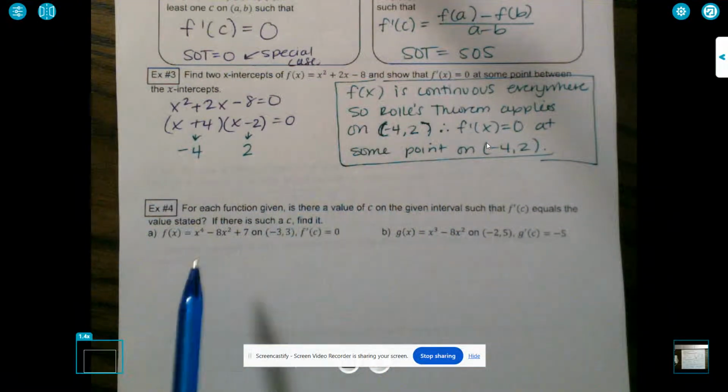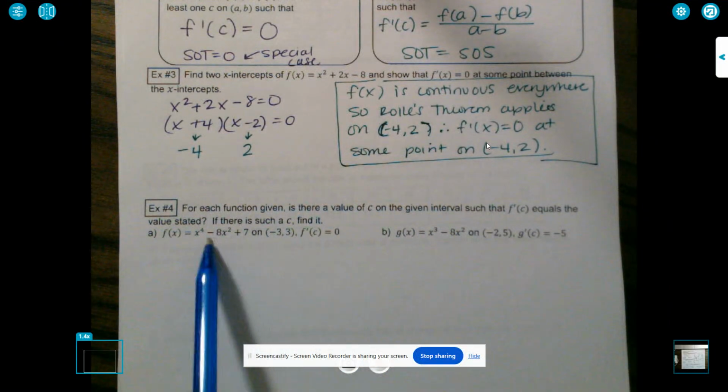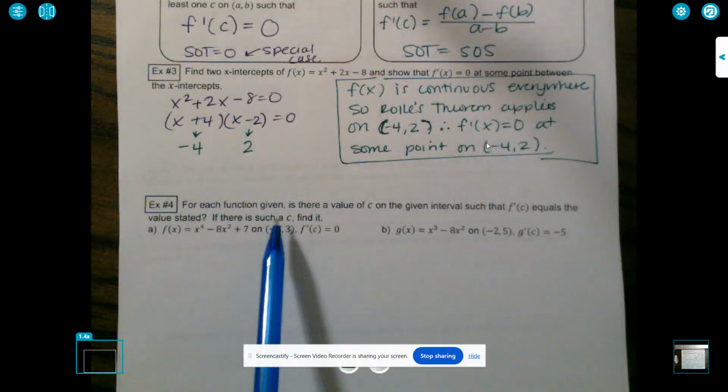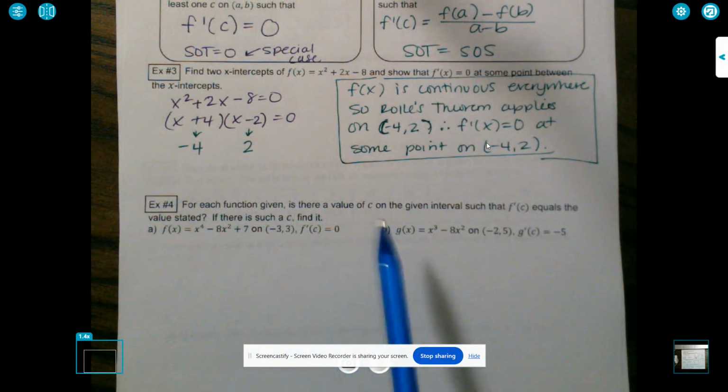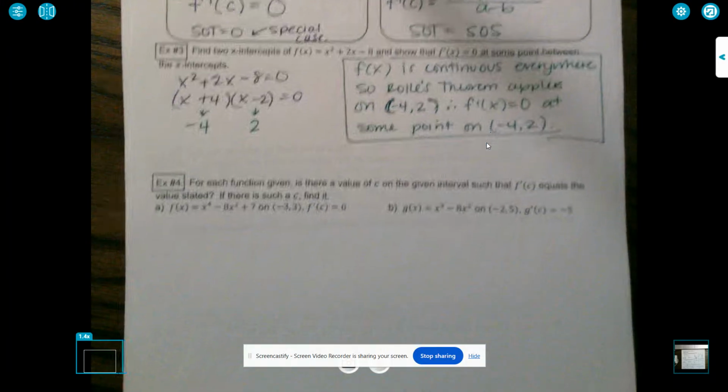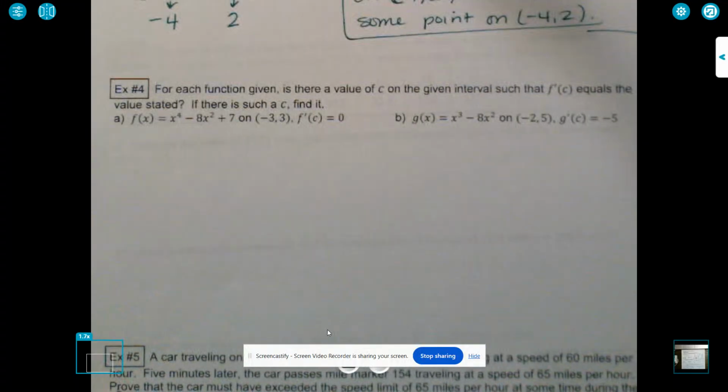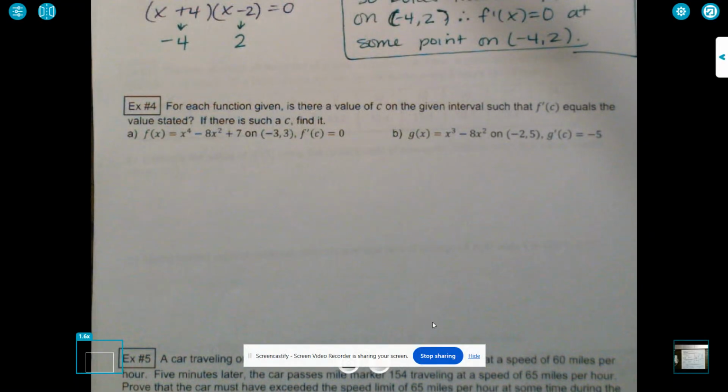Okay. So example number 4 does actually say if there is such a C, then let's find it. So we are going to actually have to do that. That's why there's going to be some extra steps in example number 4 than there were in number 3. Okay. All right, so for each function given, is there a value of C on the given interval such that f prime of C equals the value stated?